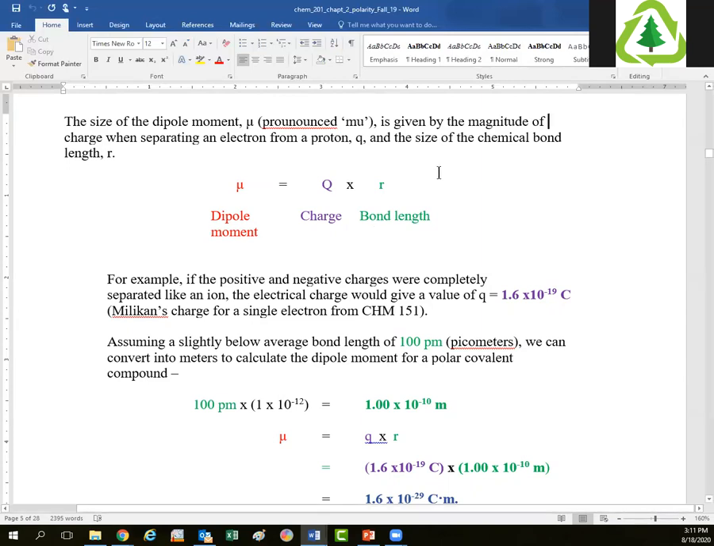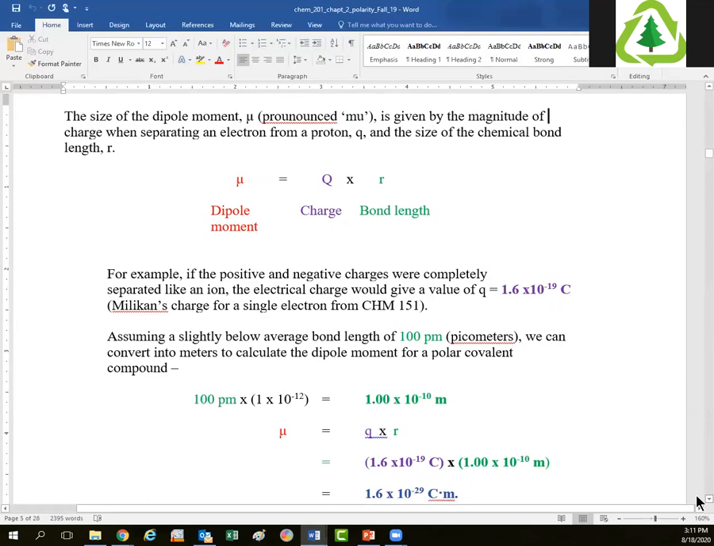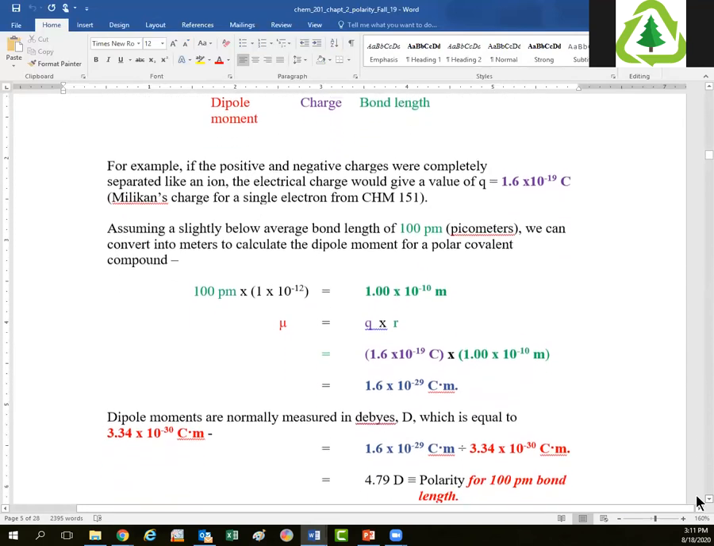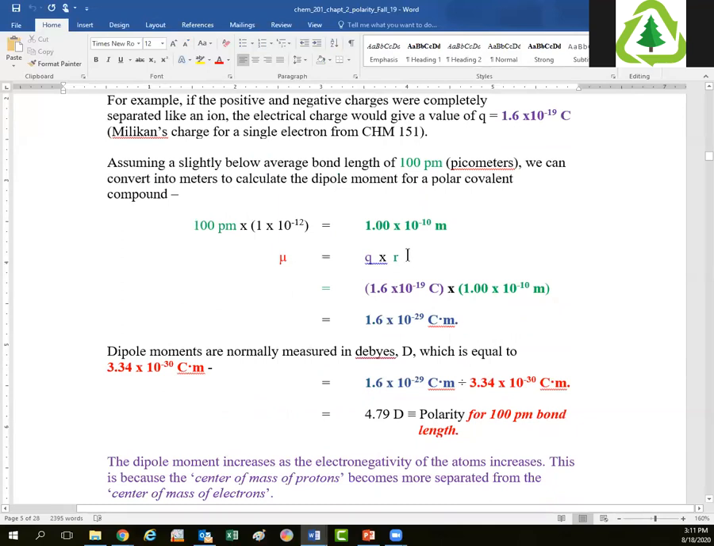So the split between the total positive charge and the total negative charge becomes greater as the bond gets longer. So we can measure dipole moments for chemical bonds. We'll assume that there's a complete separation of the positive and negative charge, like we see in an ion. And for an ion, that measured electrical charge is 1.6 times 10 to the negative 19 coulombs. This is a Millikan value that you probably came across in 151 in the early stages of that chapter.